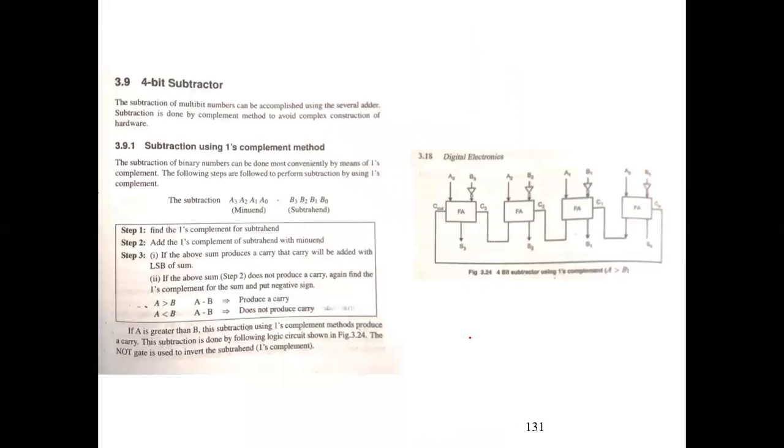Next, the 4-bit subtractor. For subtraction, they are using the ones complement method. Already we know ones complement and twos complement. This is another concept using the subtractor.